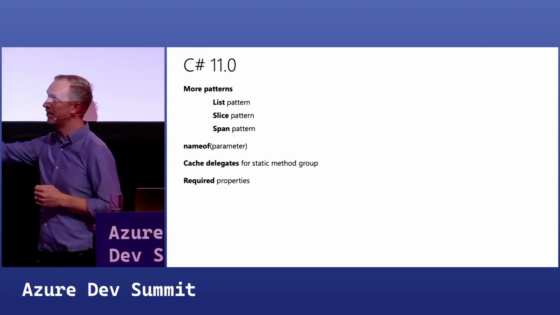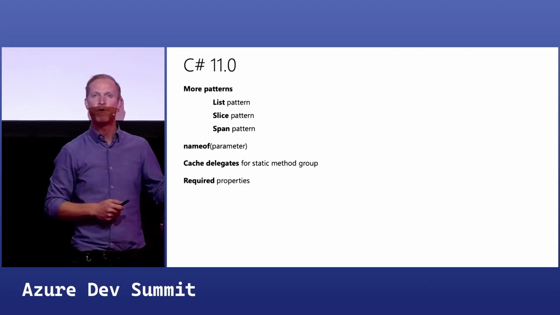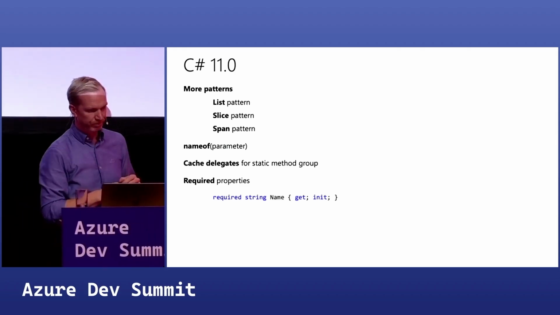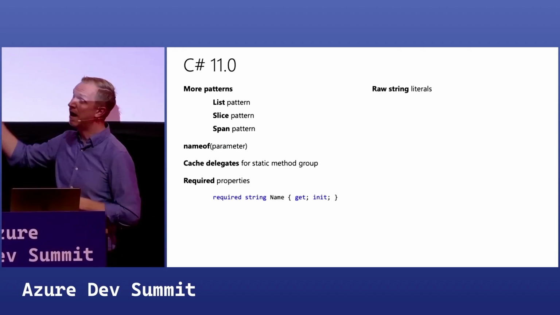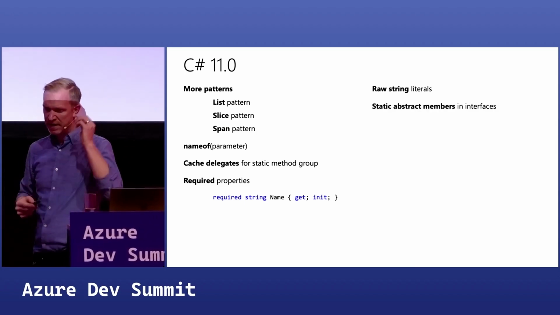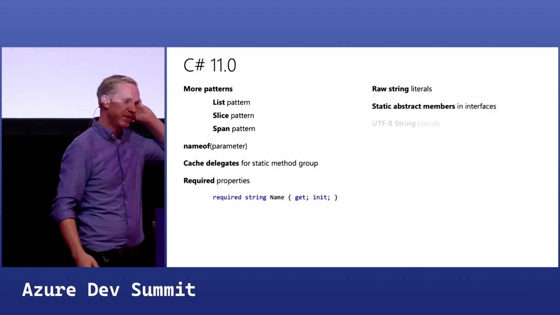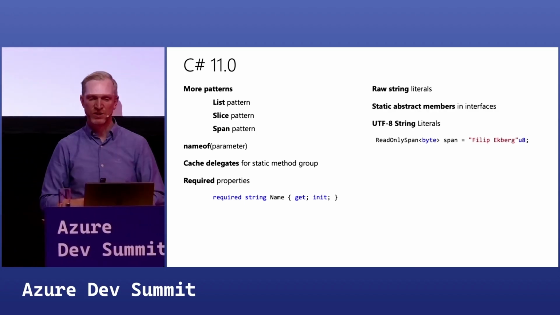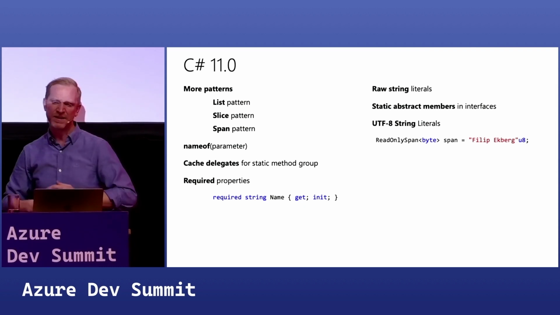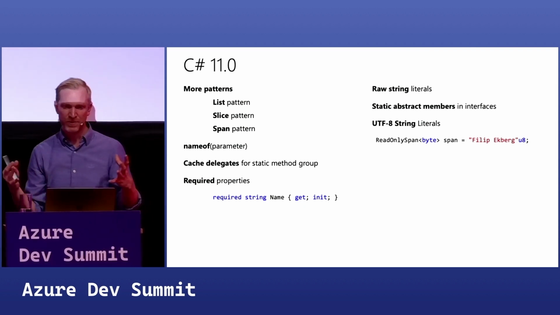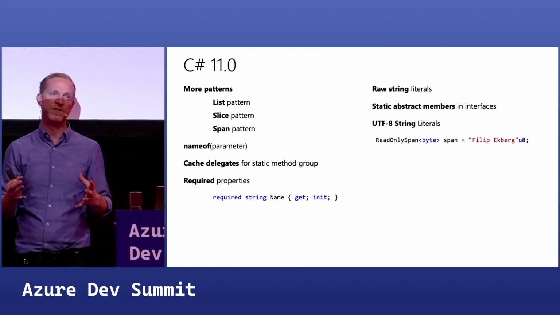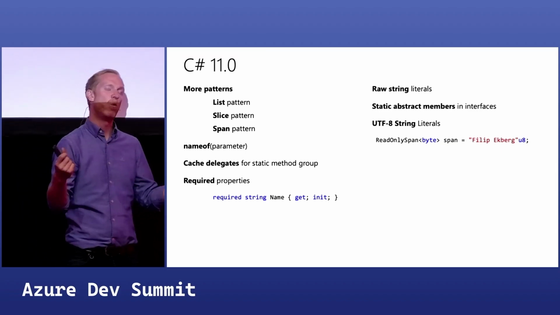But being able to hint this to the compiler means that we can now try and track these problems before they occur. So very simple. They also introduced raw string literals, static abstract members and interfaces, UTF-8 string literals. So I could simply say that, hey, I'd like to take this string literal and represent this as UTF-8 in memory. And why would I want to do this?